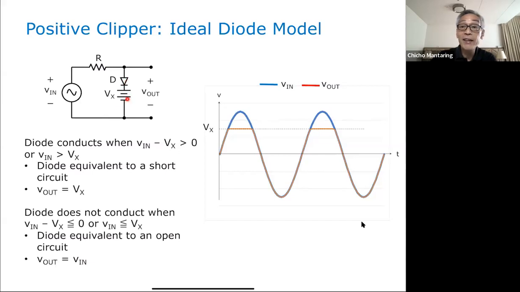So this voltage is a real voltage. That's not a voltage drop across a diode. This V sub X is a real voltage. So I have a diode in series with a voltage. When will the diode conduct? So again, we have two ways.